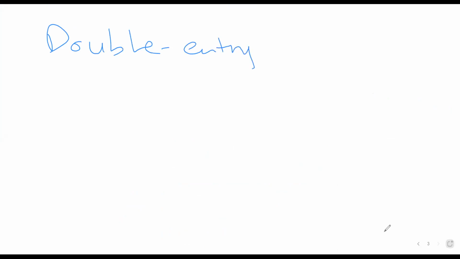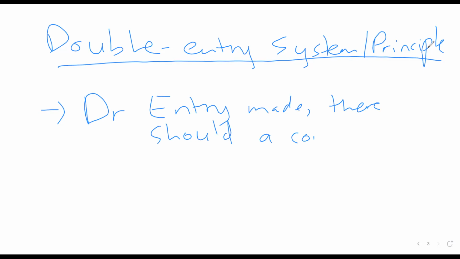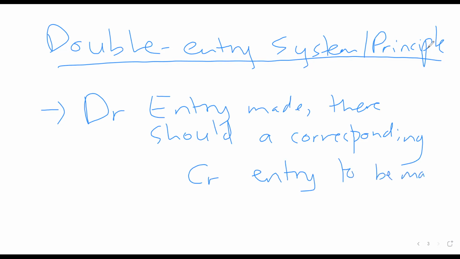The double entry system, or sometimes they call it the double entry principle, works like this: there are always two sides or two effects to a transaction. That simply means when I'm recording, for every debit entry made, there should be a corresponding credit entry to be made. In plain English, if I debit something, there has to be a corresponding effect on the credit side. So for every debit, there should be a corresponding credit.